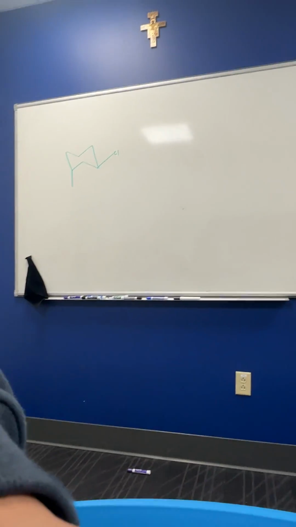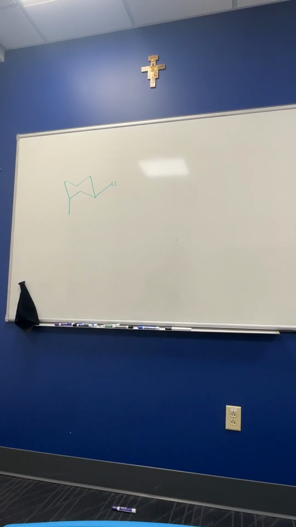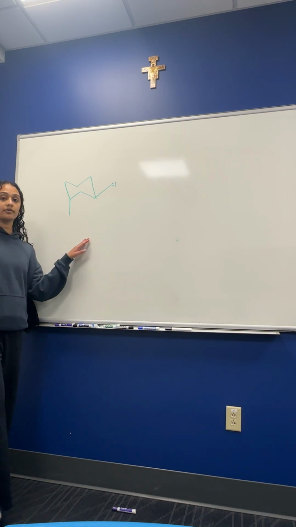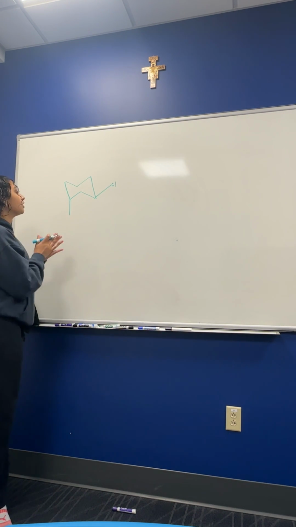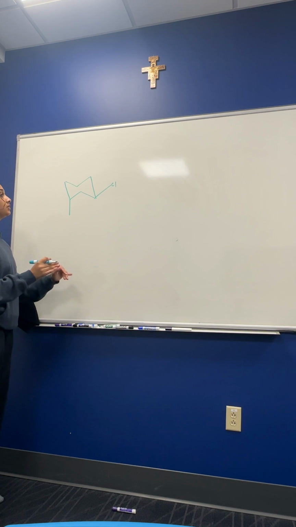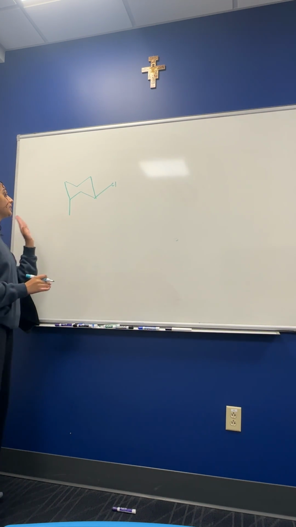Okay, we will put that. Kind of shows you everything. So this is the chair conformation that we've been given. What do we have on it? We have a chlorine over here. We have a CH3 over here.